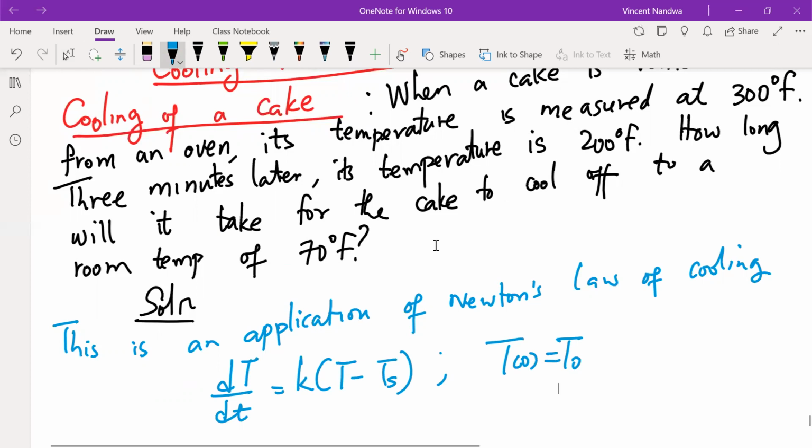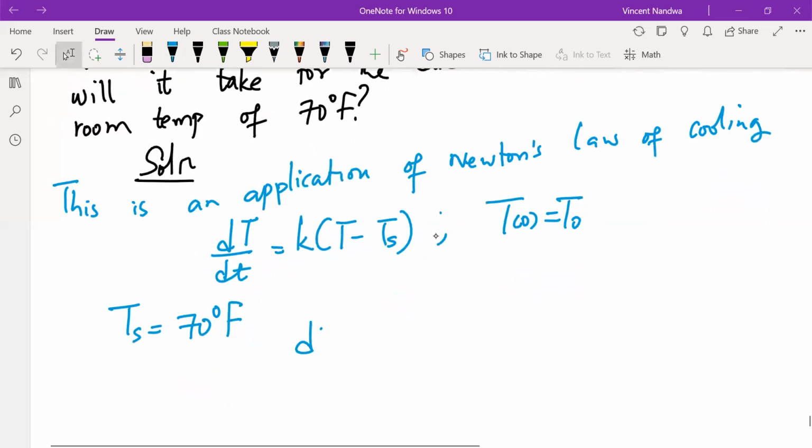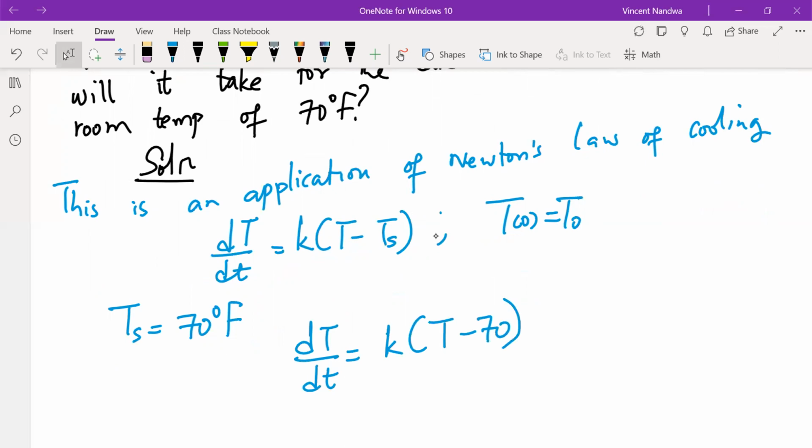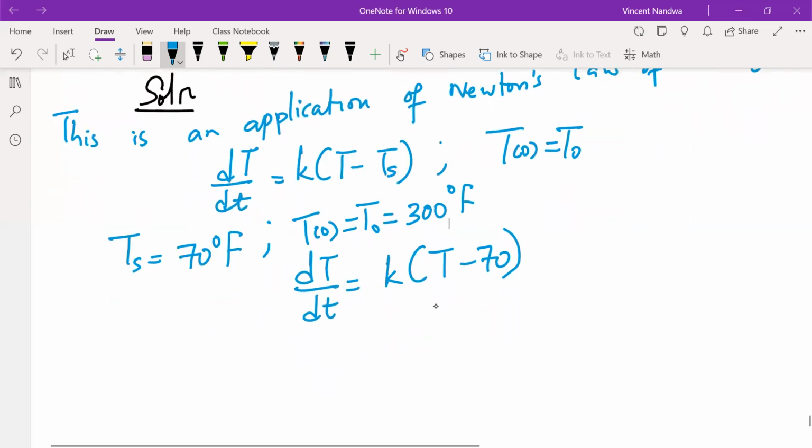So in this case, Ts is given as 70, so the model will be dT/dt is k into (T minus 70). And then T naught is given as 300 degrees Fahrenheit. That's the initial temperature of the cake. So this is the problem now.